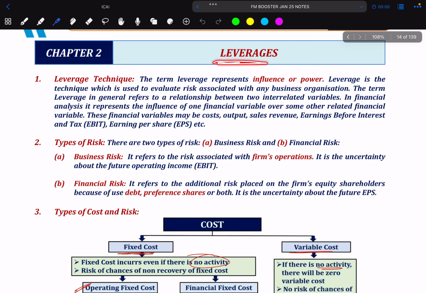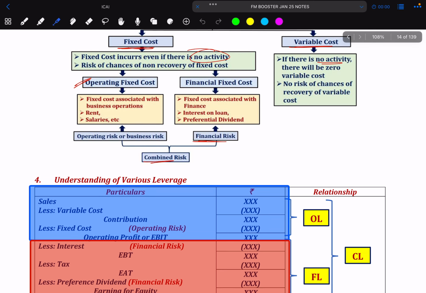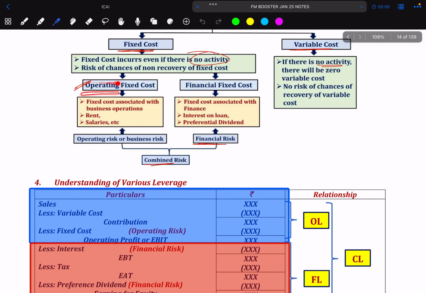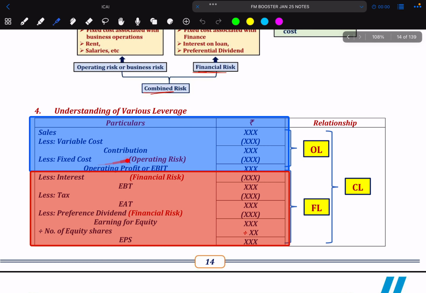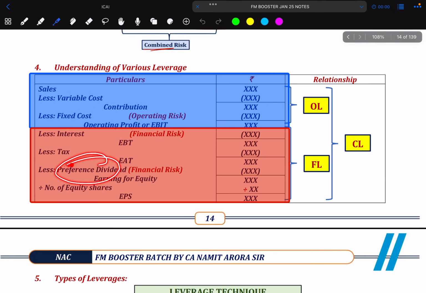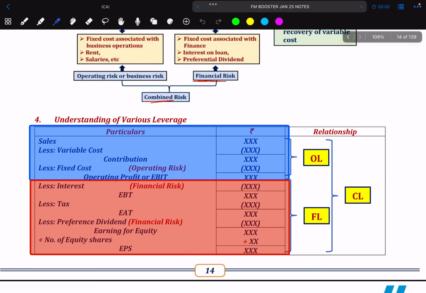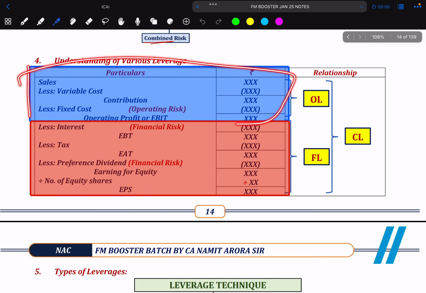Leverage today. Leverage isn't a big deal because, Romit, you have already studied this before. In leverage, there is something called operating and financial risk, or fixed cost. Operating is the first thing. And when it comes to financial, that is preference dividend or interest. Preference dividend and interest. So just remember this.